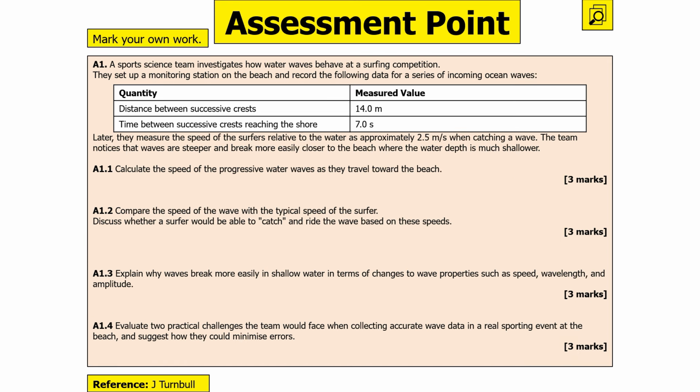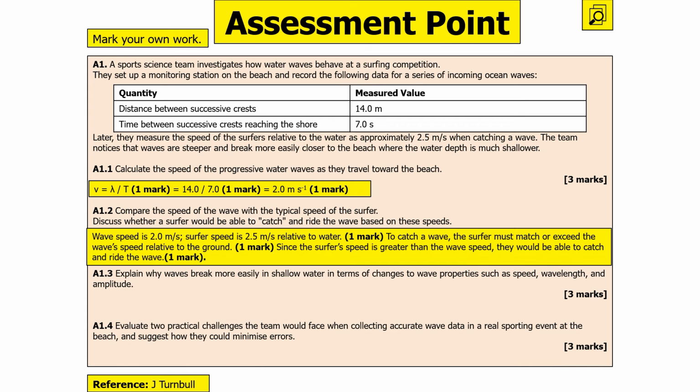Okay, so how do you calculate the wave speed? We know that v is equal to lambda over T, so it's 14 over 7, so it's 2.0 meters per second. Now the wave speed is 2 meters per second, the surfer speed is 2.5 meters per second relative to the water. So to catch a wave, the surfer must match or exceed the wave speed relative to the ground. Now since the surfer speed is greater than the wave speed, they will be able to catch and ride the wave.